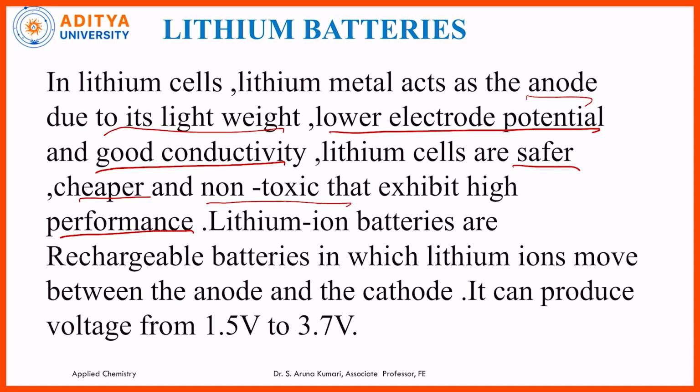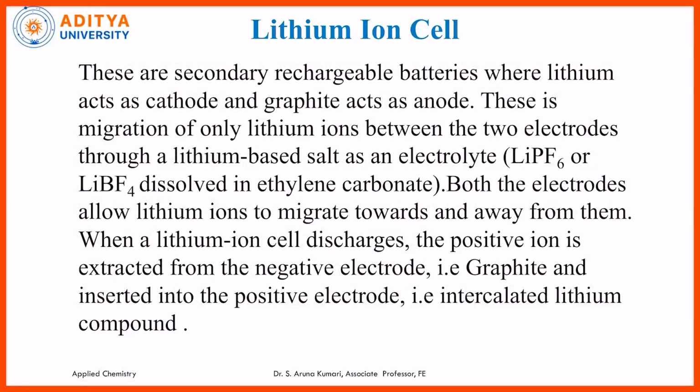Lithium ion batteries are rechargeable batteries in which lithium ions move between anode and cathode. In a lithium ion battery, the lithium ions move from anode to cathode during the oxidation and reduction reactions, and it can produce a voltage of 1.5 to 3.7 volts. So, in lithium batteries, the potential is around 1.5 to 3.7 volts.